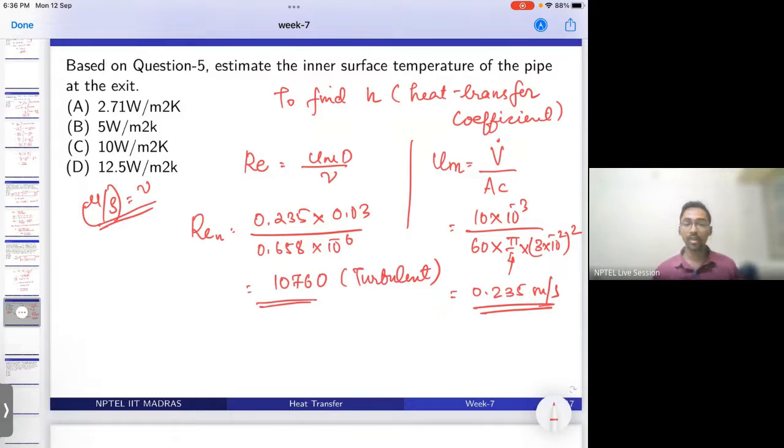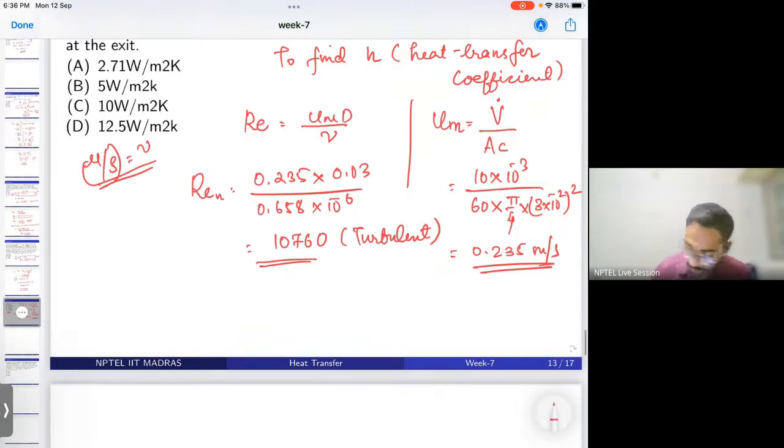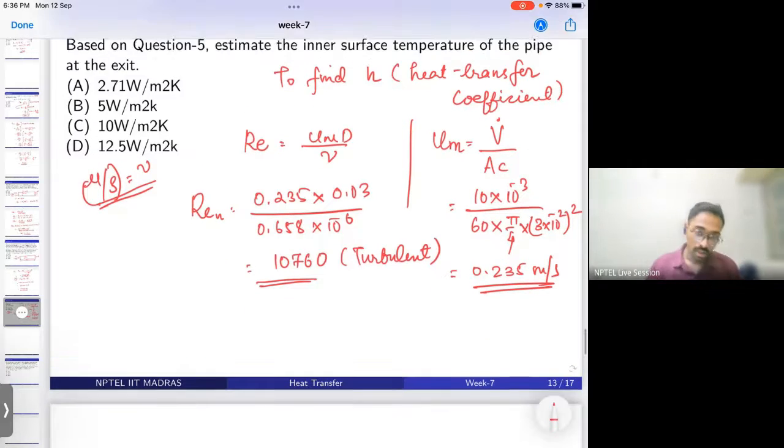So we cannot use the laminar flow correlations here because the Reynolds number is greater than the critical Reynolds number, that is 2300 for a circular pipe. So here we need to go for the turbulent flow correlations. In the lecture it was discussed that for turbulent flow we will be using the Dittus-Boelter equation.